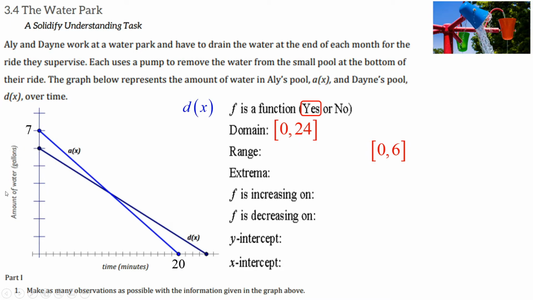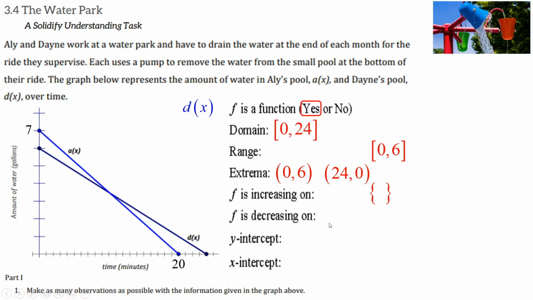0 to 6. And extrema. Well, Dane's graph has a maximum value, and that's the y-intercept, 0, 6. And it has a minimum value, and that would be the x-intercept here, which is going to be 24, 0. And f is increasing on... well, again, Dane's graph is never increasing. Empty set. F is decreasing on, and Dane's graph is decreasing within its entire domain.